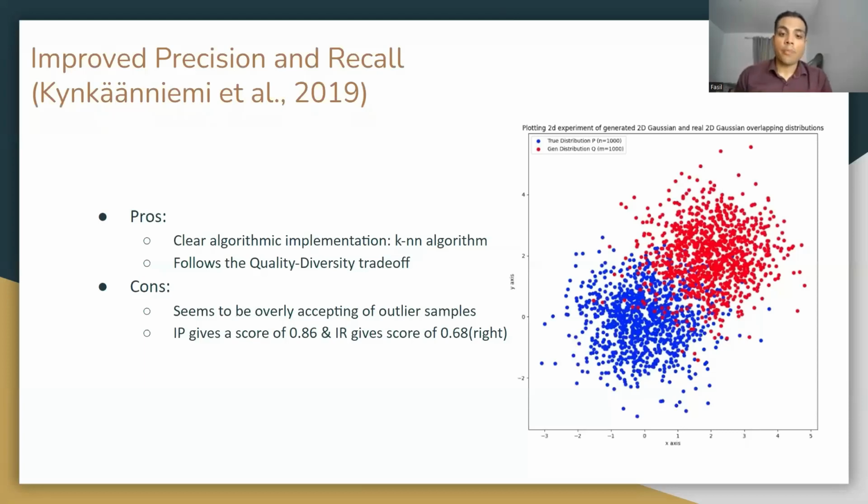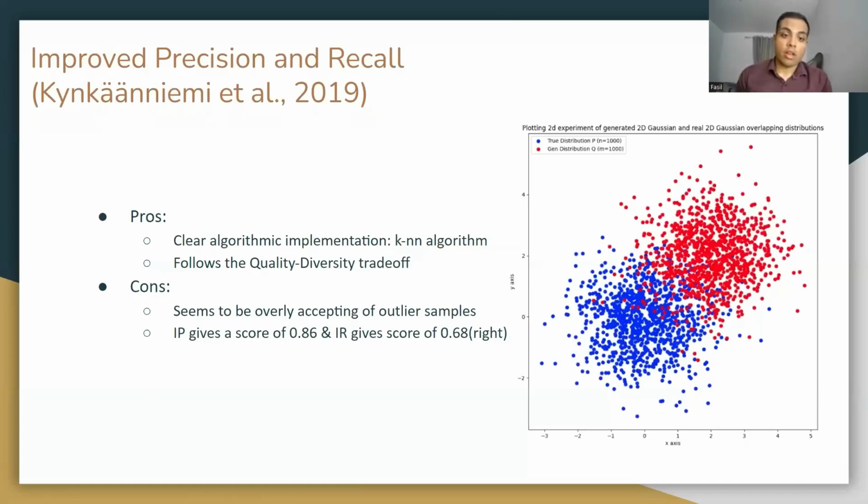As we see in this figure, improved precision gives a score of 0.86, and improved recall gives a score of 0.68. These scores indicate that these two distributions are very similar. Clearly to us, these Gaussian distributions, visually, although they overlap, are not that similar.